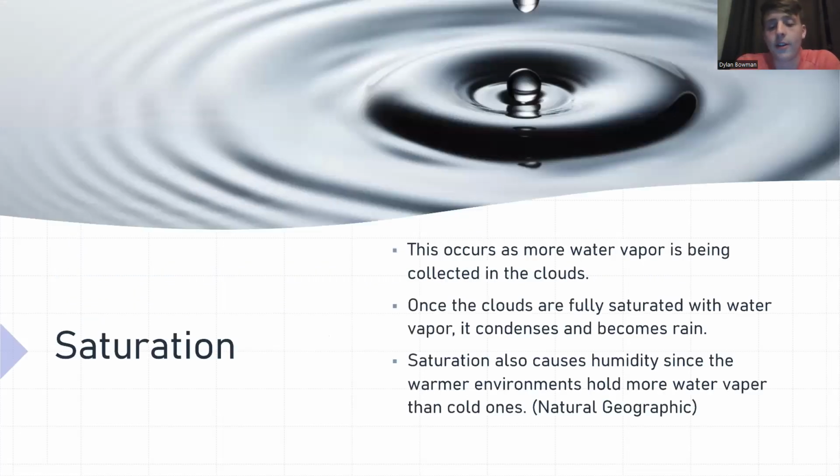Saturation. This occurs as more water vapor is being collected in the clouds. Once the clouds are fully saturated with water vapor, it condenses and becomes rain. Saturation also causes humidity, since the warmer environments hold more water vapor than the colder ones.